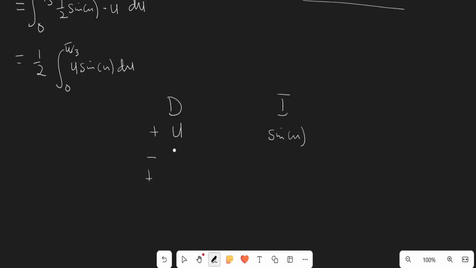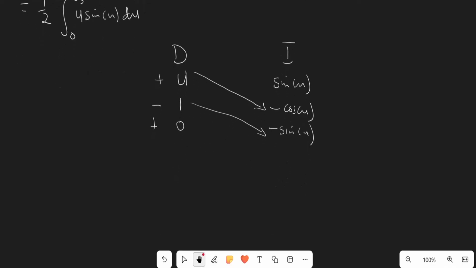Next, when we differentiate u, we are getting 1. When we integrate sine u, we are getting negative cosine u. When we differentiate 1, we are getting 0. When we differentiate negative cosine u, we are getting negative sine u. So we are done with this. We can now take the product of the diagonal terms, and that will be the value of this integral.